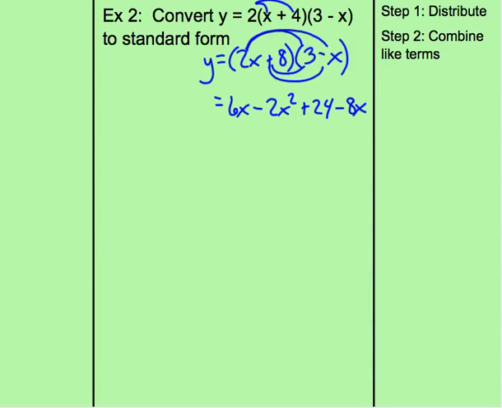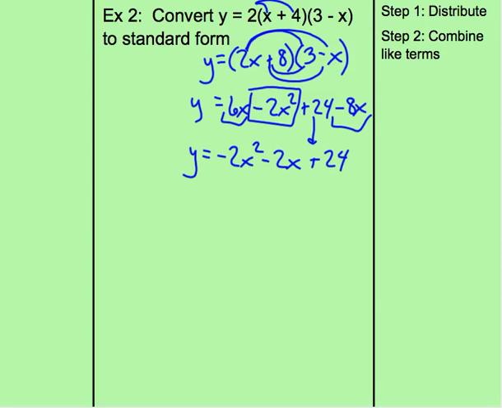When we combine our like terms to put it in standard form, we start with the term with the highest power first. So our highest power is 2, so I'm going to start with my negative 2x squared. Don't lose that, that's a negative coefficient. I'm going to combine my 6x and negative 8x to give me a negative 2x. And plus 24 has no like terms. So again, to make sure this is in standard form, you have to have your squared term first, then your x term, and then your constant. Make sure it's organized in order.